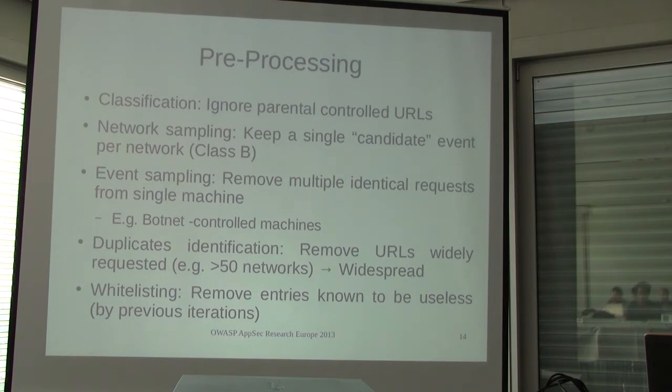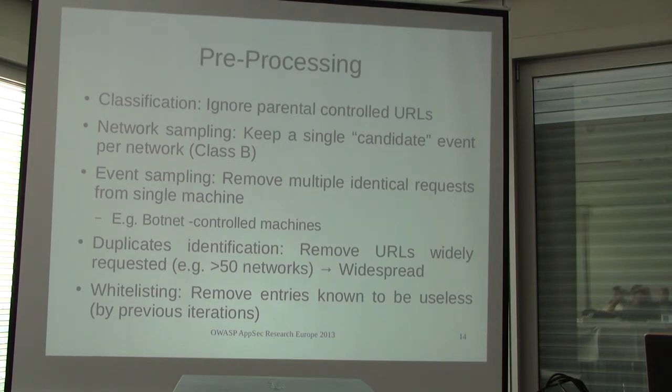Then we do some sampling at class B level. Our granularity, you can specify, but as it is now, we have a granularity of class B. So if multiple machines from the same class B make the same request, we just keep one request. Then we do some event sampling. That means that if a machine is infected and is requesting the same malicious URL over and over, for example because it's botnet controlled, we just keep one record for that.